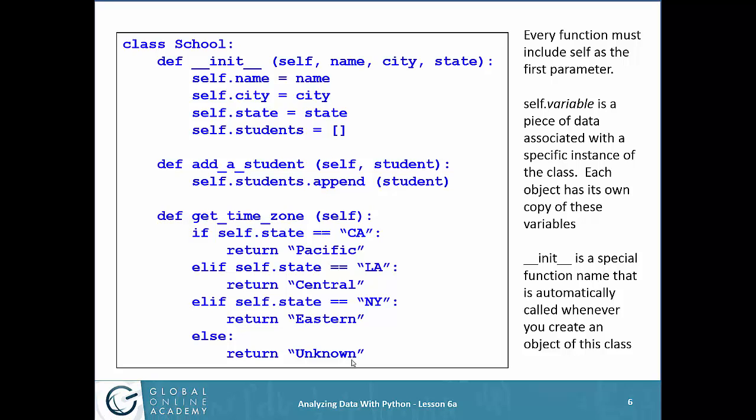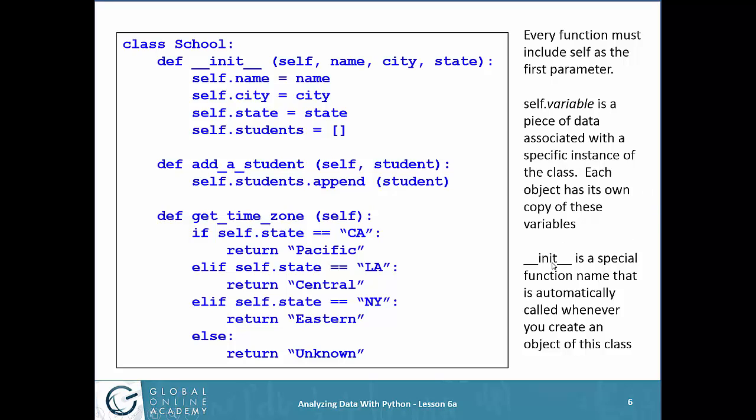Now, what are some of the things that you should notice? Every function must include self as the first parameter. It was here in __init__, it was here in add a student, and it was here in get time zone. Self.variable is a piece of data associated with a specific instance of the class, a particular object. Each object has its own copy of these variables. The city for the object having to do with Isidore Newman is different than the city for the object having to do with the Harker School, for example.